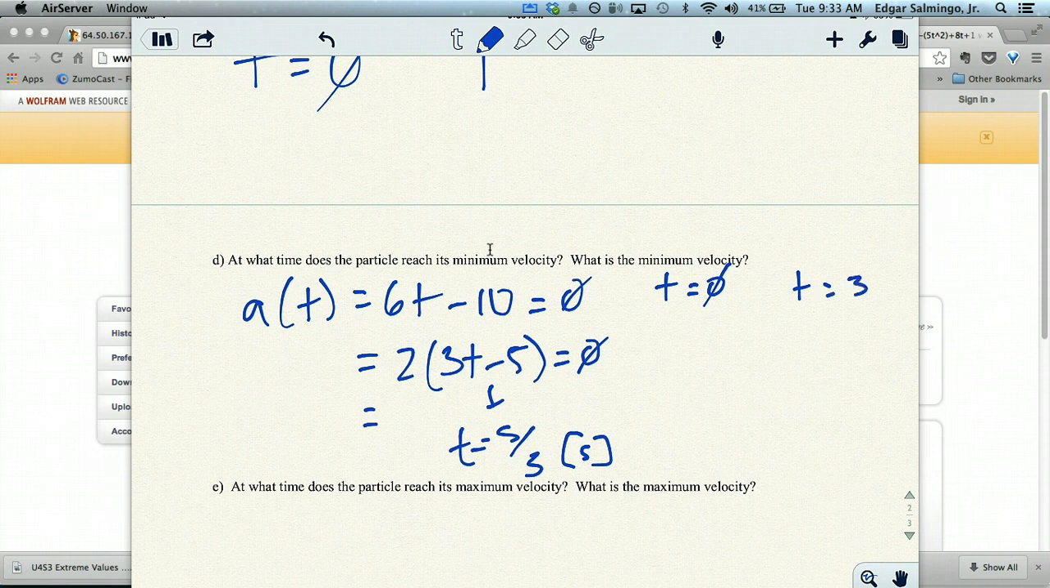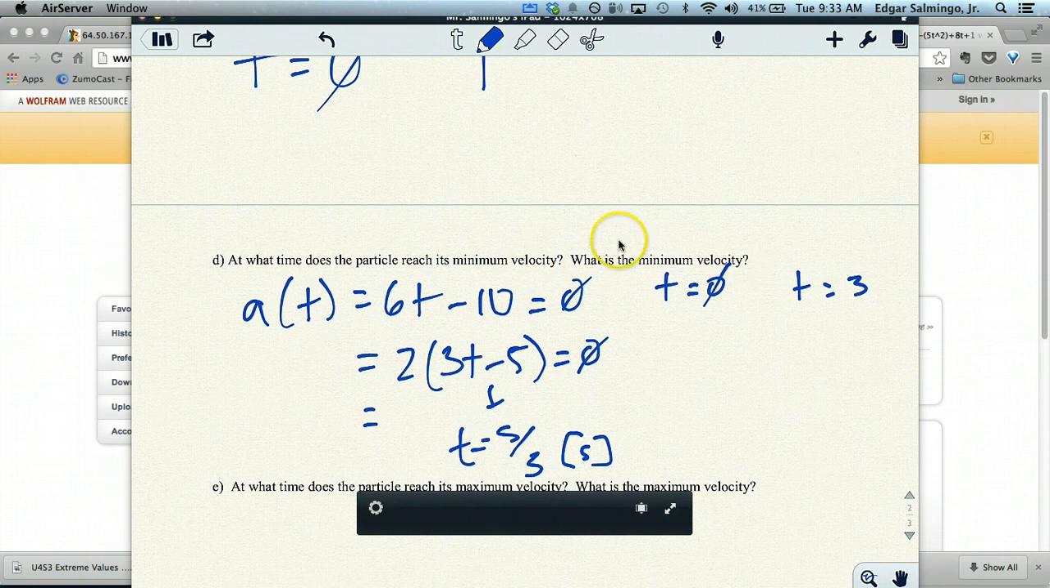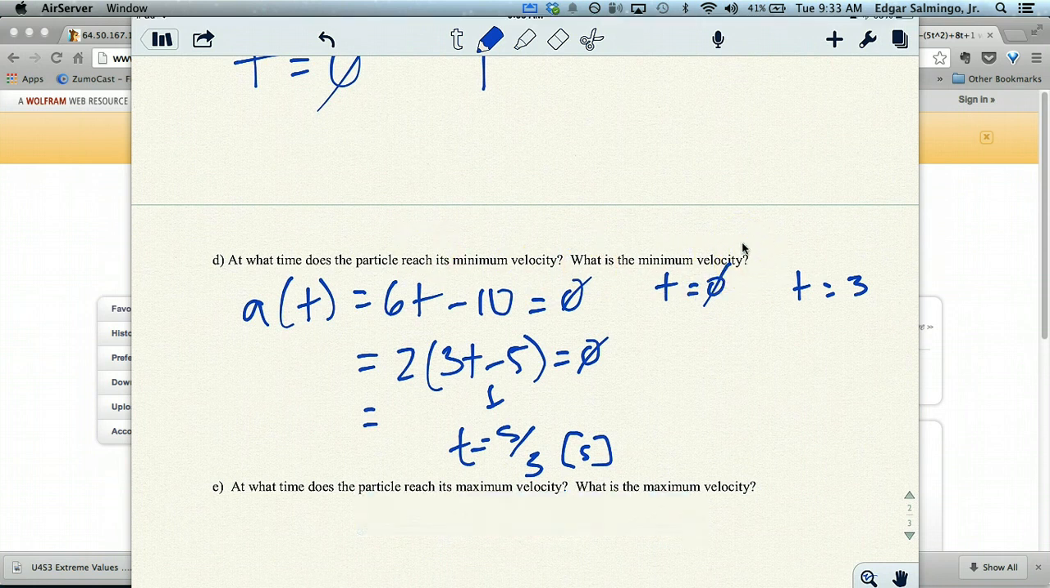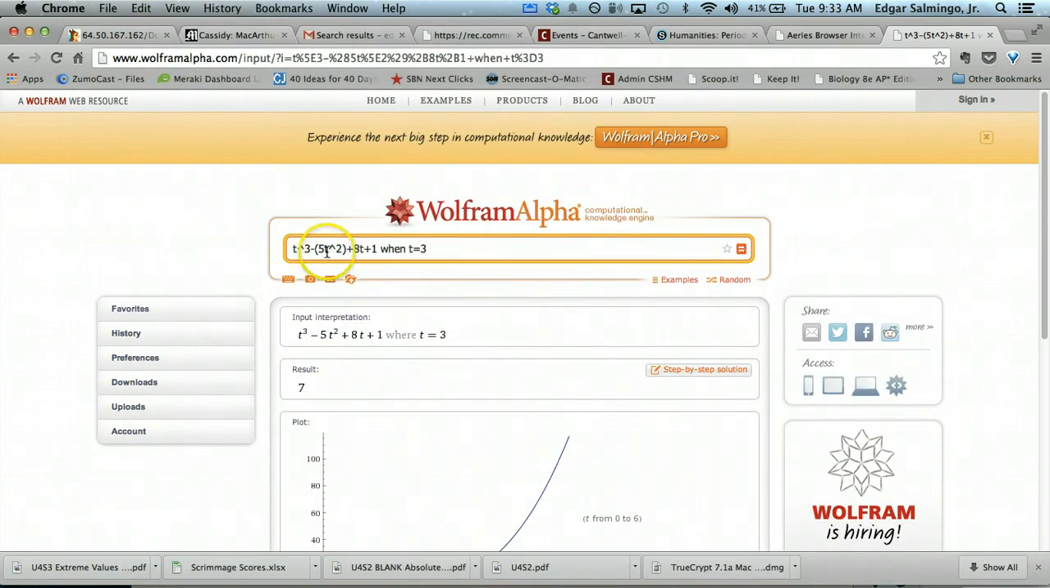If you remember, I have to plug these numbers into the original function. But since I'm looking for velocity, minimum and maximum velocity, I plug these into the velocity function. In this particular case, the velocity is my original function. So again, I'm going to put this into my calculator. I'm going to change up my formula. So I'm going to go back to my calculator.